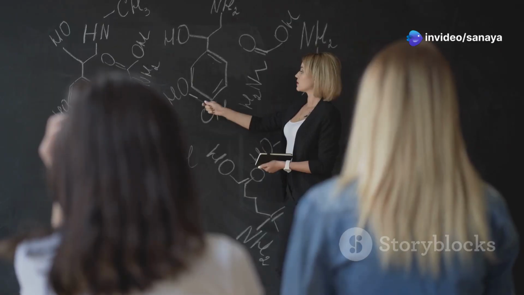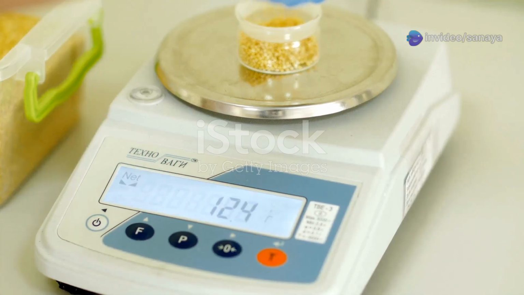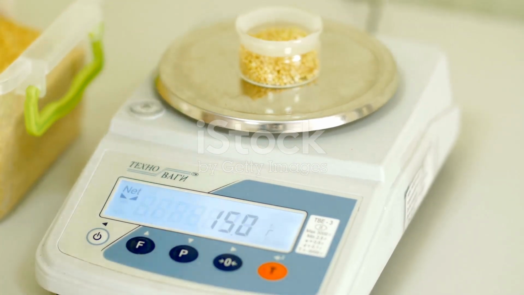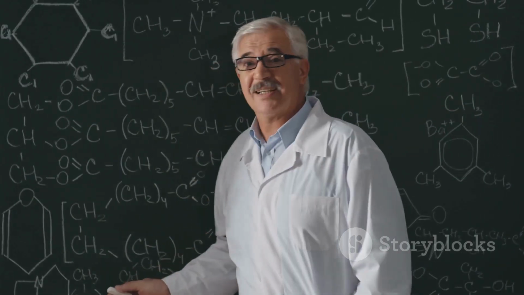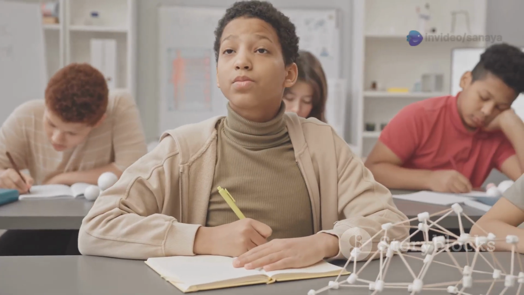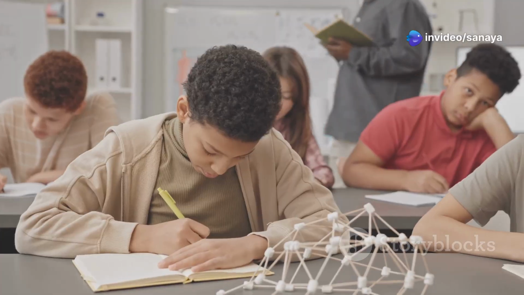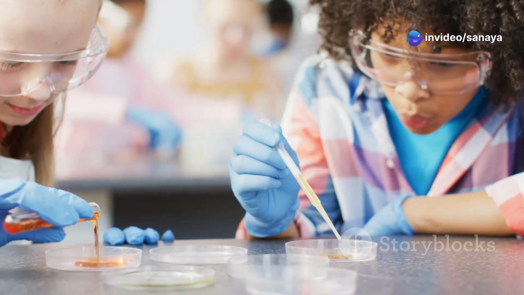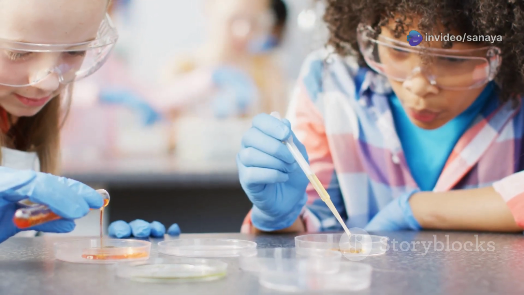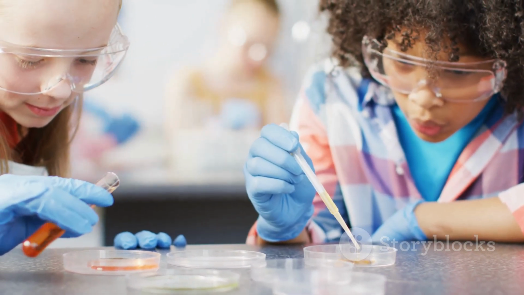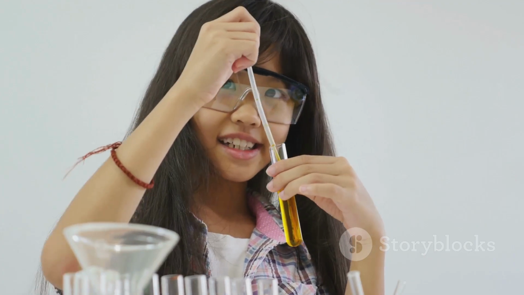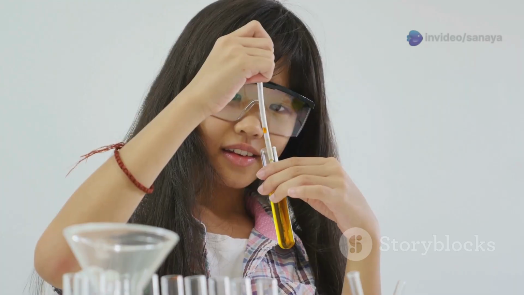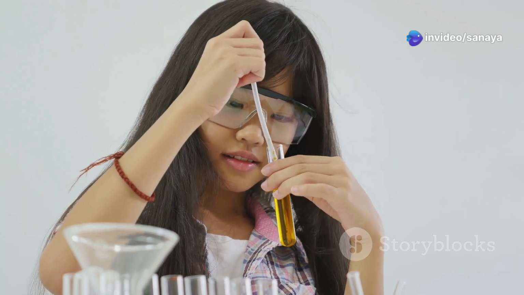To master the mole, you need 3 key formulas. First, moles = mass (g) / molar mass (g/mol). Rearranged, mass = moles x molar mass. Second, number of particles = moles x 6.022 x 10^23. Or moles = number of particles / 6.022 x 10^23. Third, for gases at STP, 0 degrees Celsius, 1 atm, volume (L) = moles x 22.4 L/mol.